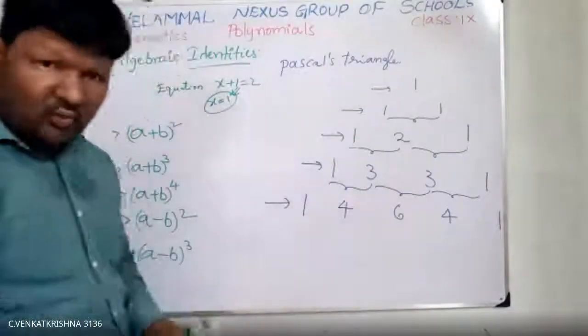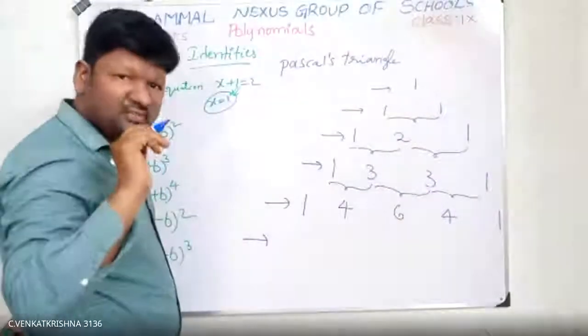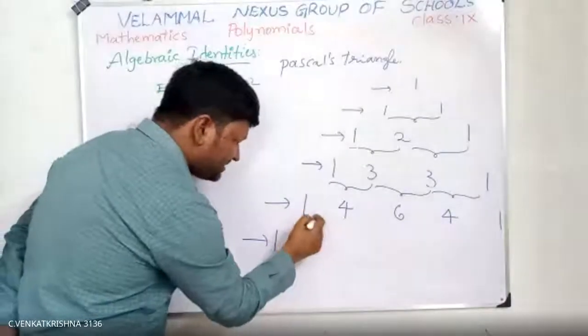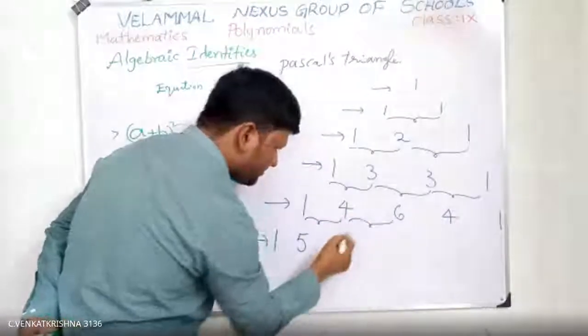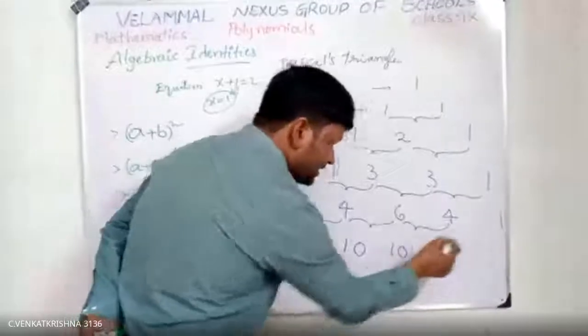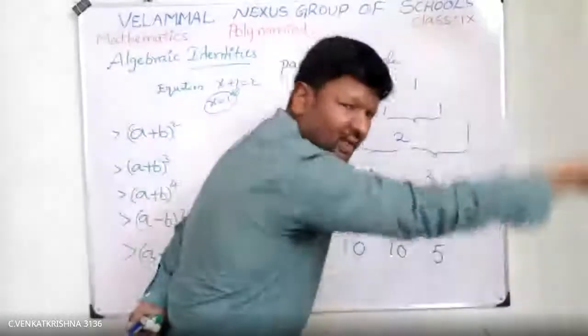If you want to write one more row, what will happen? Just respond yourself. Just mute and think. Again, start by 1. The next number is these two sums. 5. The next number is these two sums. 10. The next one is 10. The next one is 5. 1. Very good.